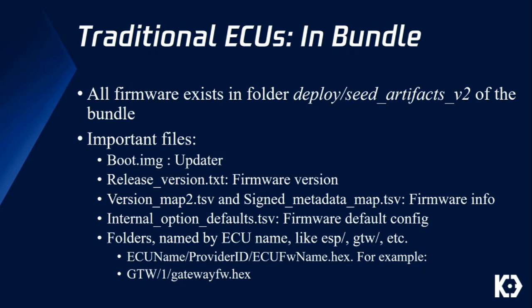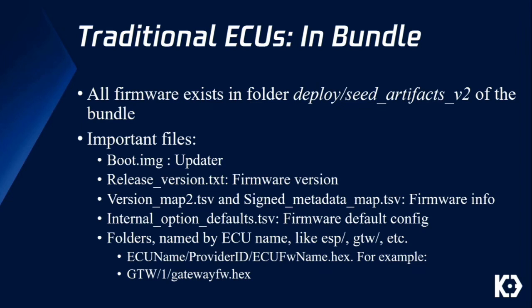And another file is a TSV file, we call it internal options default. It will have some default configuration. And the last and the most important are many folders. They are named by the ECU name, for example, ESP, GCW, DAS, or something like that. And the firmware is stored in this form: the ECU name, for example, gateway here, and the provider ID. The provider ID here is 1, and the firmware name, I just read gateway fw.hex, but the actual thing might be different.